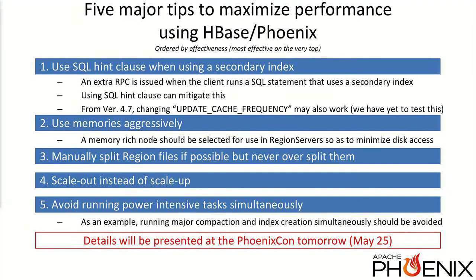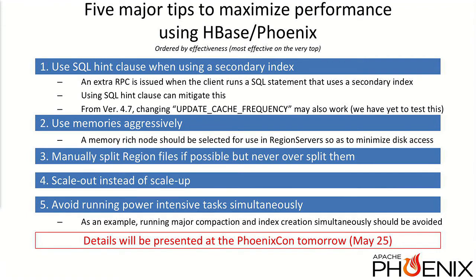Now, this is my last slide. These are the 5 major tips that we use to basically maximize performance on the cluster. I will be talking more in detail in tomorrow's PhoenixCon presentation, but I just want to quickly run through what we utilize to maximize performance. One is, whenever you use a secondary index, try to at least use a SQL hint clause when doing so.